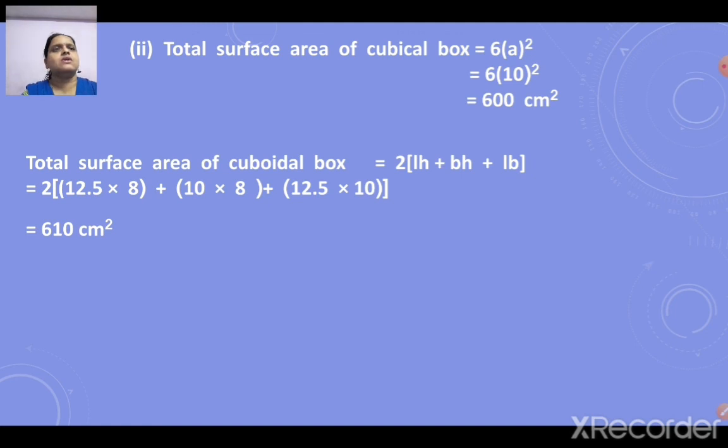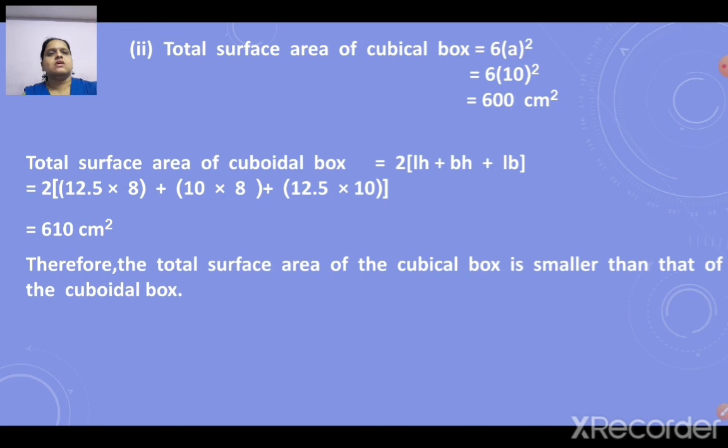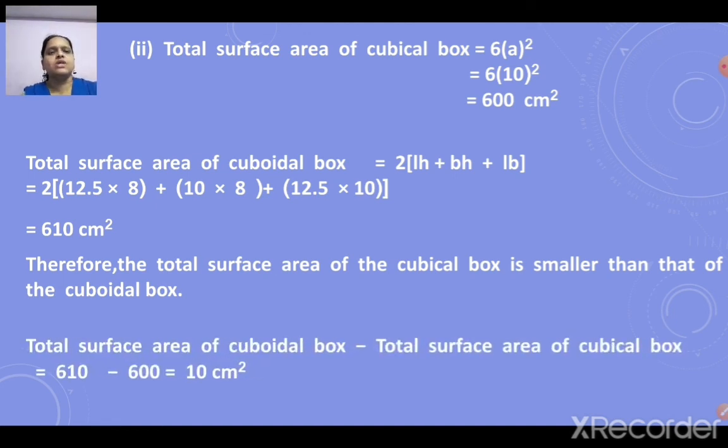Now let us compare the total surface area of cube and cuboid. Yes, therefore we can compare here that the total surface area of the cubical box is smaller than that of the cuboidal box. And by how much? So we will subtract: total surface area of cuboidal box minus total surface area of cubical box, that is 610 minus 600 equals 10 centimeter square.